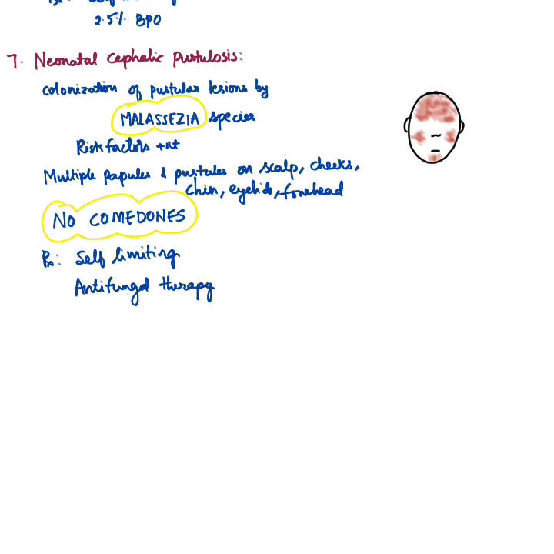Coming to clinical features, we see multiple papules and pustules over the scalp, the cheeks, the chin, the eyelids and the forehead. However, there are going to be no comedones. And this condition is self-limiting, but it responds to antifungal therapy since Malassezia are the cause.